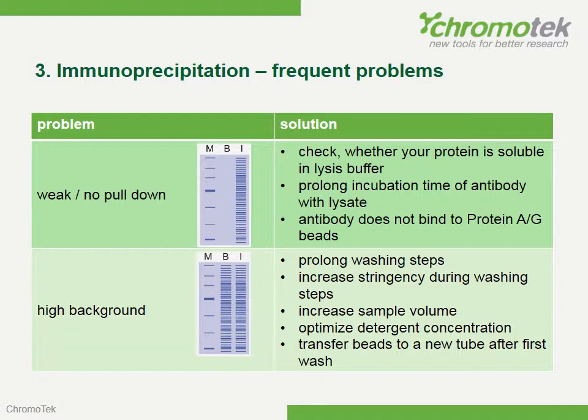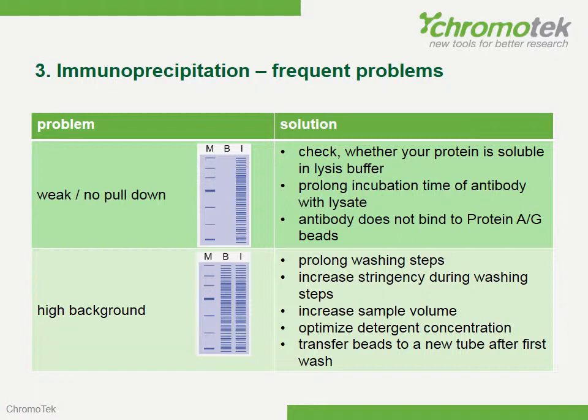If you haven't already done it, the first thing you should do, check by Western blot whether your protein is soluble in your extract. Maybe it is still in the pellet and then your IP can't work. You should also check whether your antibody binds to protein A or G beads, because some antibodies are only weakly bound by protein A or G. Prolonging the IP reaction might also help you to get better results, especially if your extract is very diluted and your antigen concentration is very low.